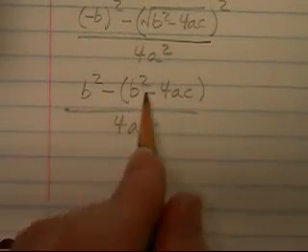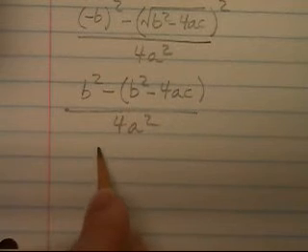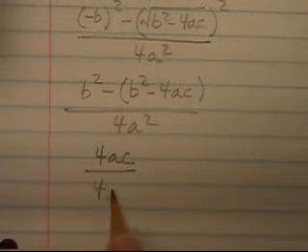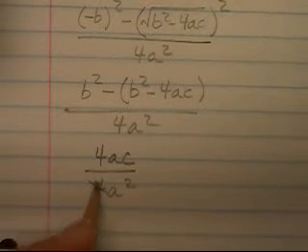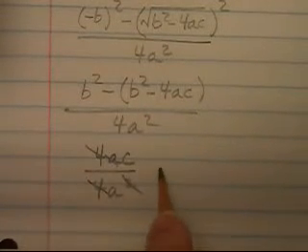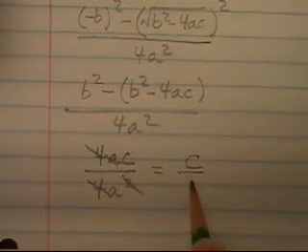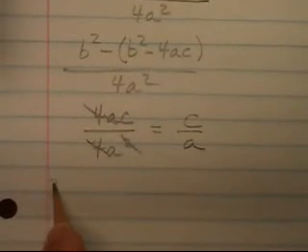If we distribute that minus sign, the b squareds will cancel. This will end up being 4ac over 4a squared. 4's cancel. One factor of a will cancel. So the product of the roots can be expressed as c over a.